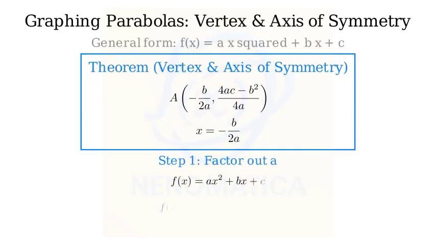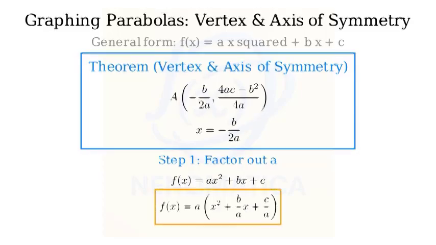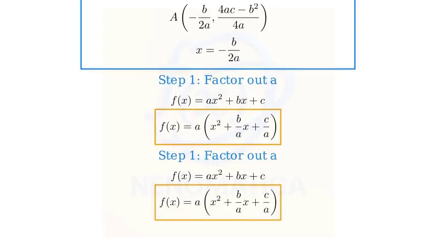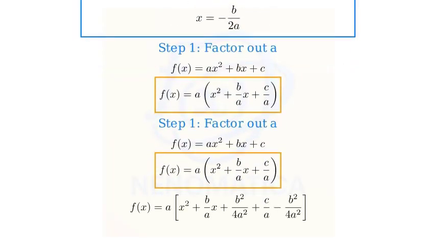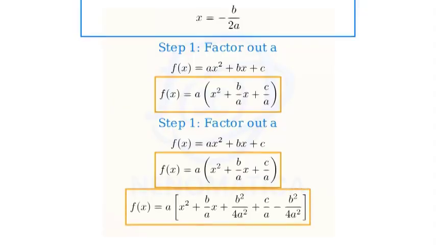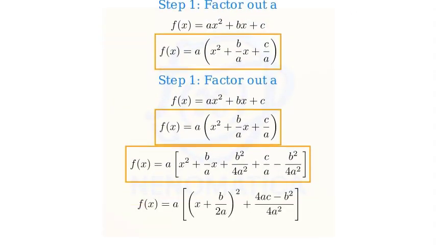Proof by completing the square. Step 1. Start with f of x equals ax squared plus bx plus c. Factor out a from the quadratic and linear terms. Step 2. To complete the square inside the parentheses, add and subtract the term b over 2a, squared. Step 3. The first three terms now form a perfect square.